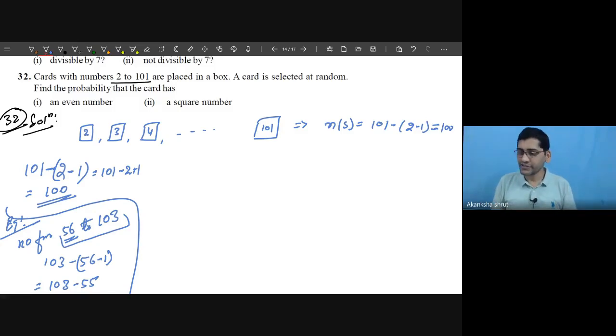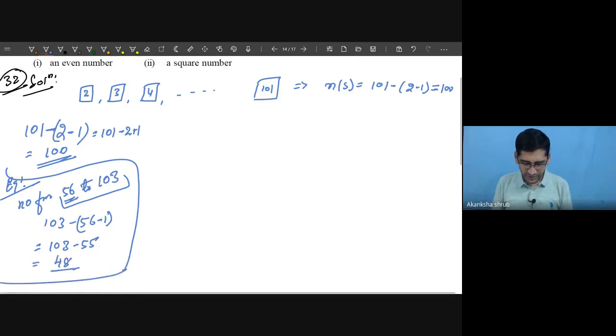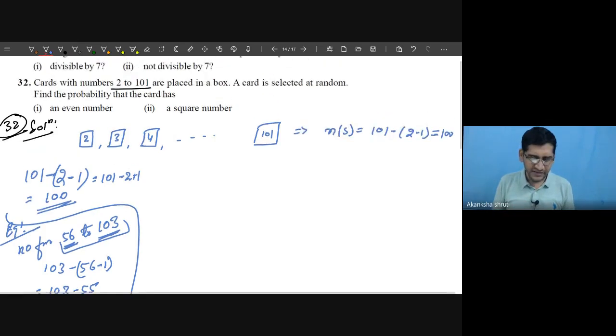Many a time students make mistakes in this calculation, especially when the numbers are bigger. Here it is smaller, 1 may shift in place of 2, it is 1. So 101 will shift 1 backward. But if you are applying that shifting from 56 to 103, the chance of error is more. So better have it. You have to count this 56. So from 103 you just reduce 55. How is that 55? 56 minus 1. It is this one. This way the NS we have calculated.